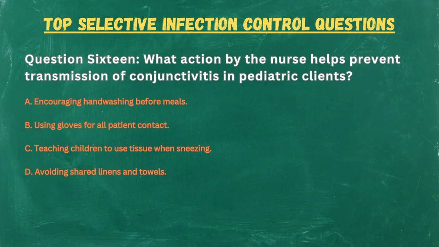Question 16. What action by the nurse helps prevent transmission of conjunctivitis in pediatric clients? A. Encouraging hand washing before meals. B. Using gloves for all patient contact. C. Teaching children to use tissue when sneezing. D. Avoiding shared linens and towels. Answer. D. Avoiding shared linens and towels.